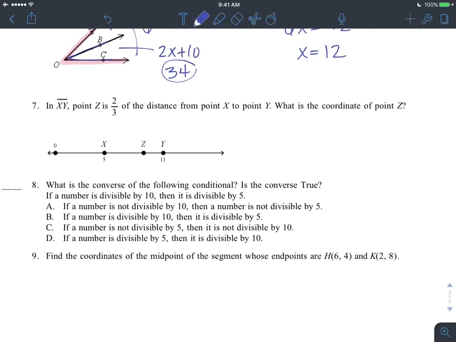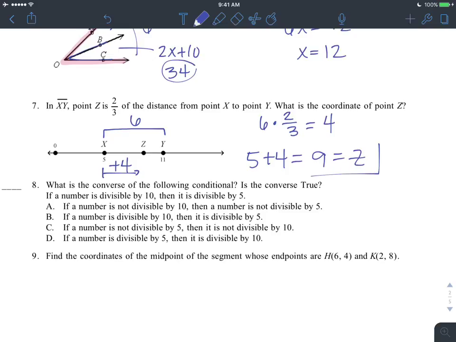All right, this is a tricky one. It says Z is 2/3 of the distance from point X to point Y. What is the coordinate of point Z? First, the total distance from X to Y is 6. So we're going to have 6 times 2 over 3, which is going to give us 4. Then starting at X, we have to move 4 spaces. So 5 plus 4 is going to give us 9 for our point Z.